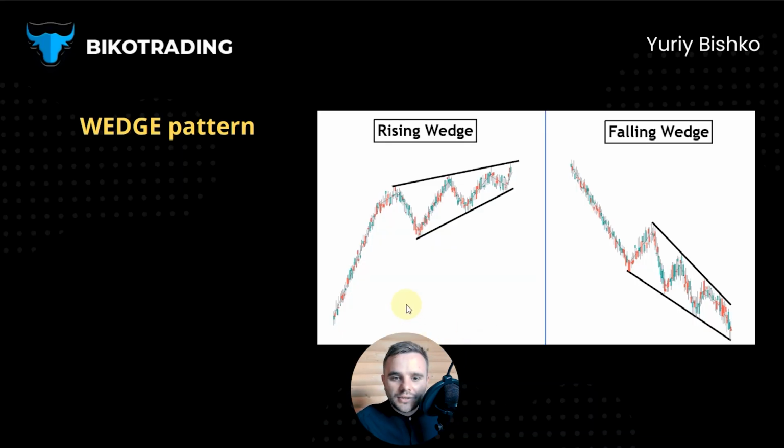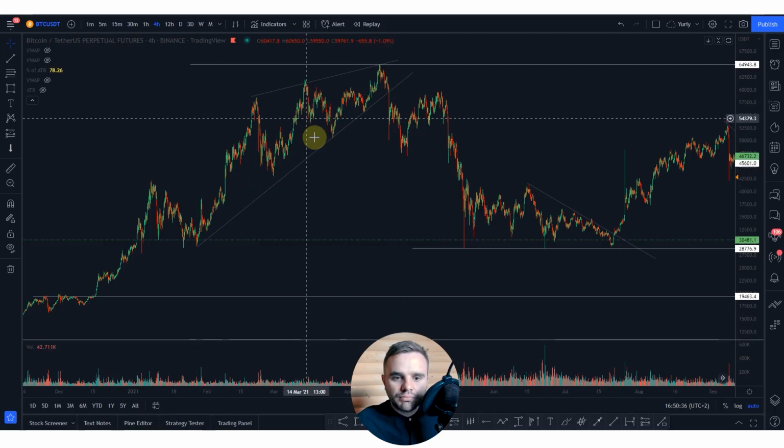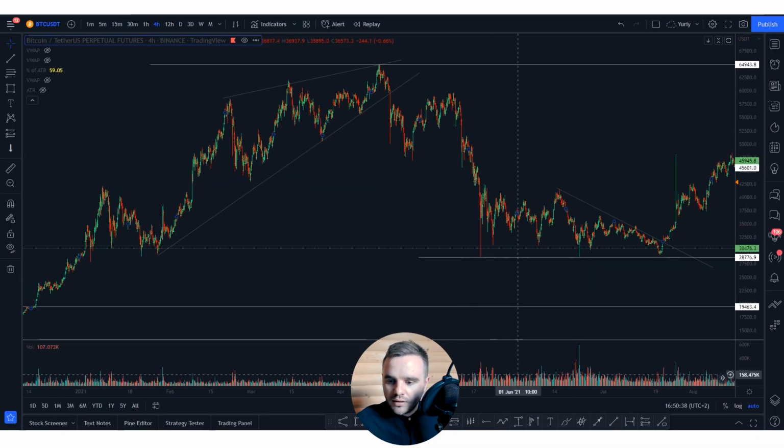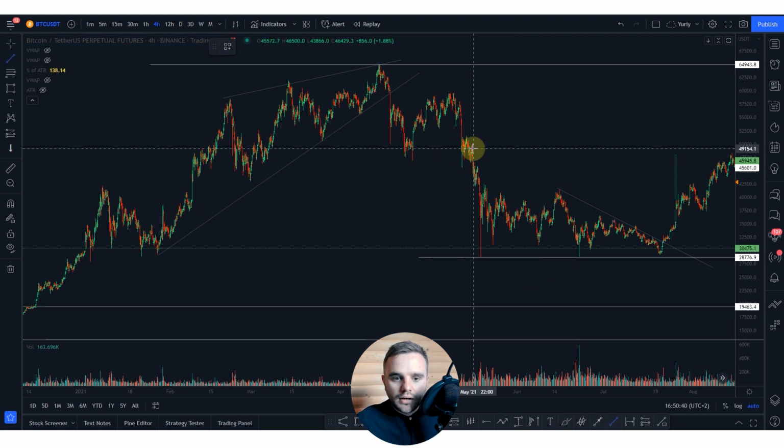And another pattern that I like to trade is a wedge pattern, one of my favorite patterns. We can trade it as a trend change, and also as a trend continuation. Let me show you a few examples. First example is this one on Bitcoin. It is the best example that you can possibly find.